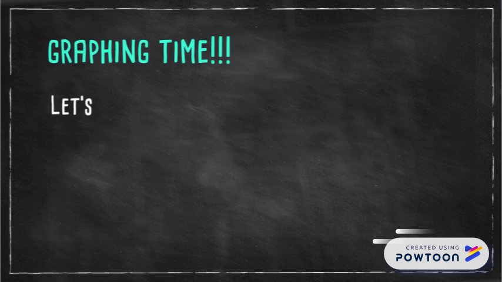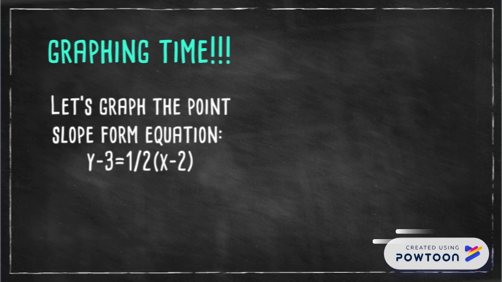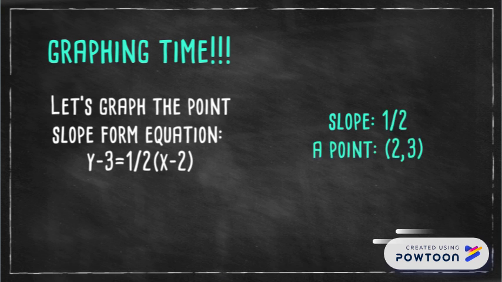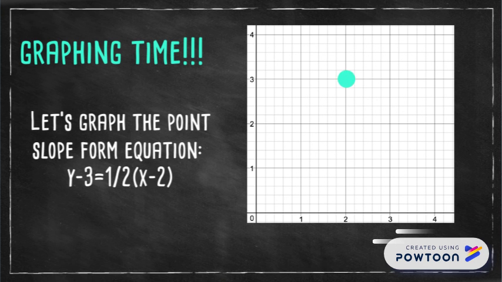And how do we graph this on a coordinate plane? Let's say y minus 3 equals 1 over 2 bracket x minus 2. From this equation, I know that the slope is 1 over 2, and the ordered pair is 2, 3. So after plotting the point on the graph, I can do rise over run. Rise 1 over run 2 to find the other point.